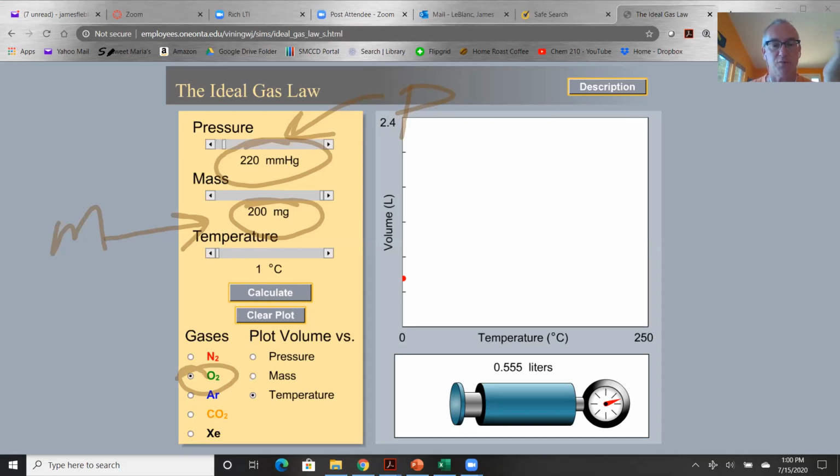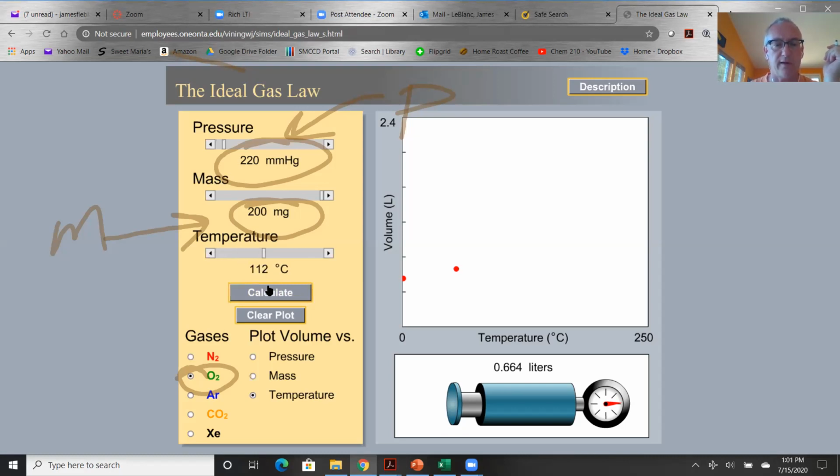So my first temperature is 1 degree C, and my volume is 0.555 liters. Then I just slide my temperature to another one. Let's say 55. And I just hit calculate. You see, it gives me a new volume this time, and it plots it for me. So my new volume at 55 degrees, so I write down 55, is 0.664. All right, good enough. Then I just pick a new temperature.